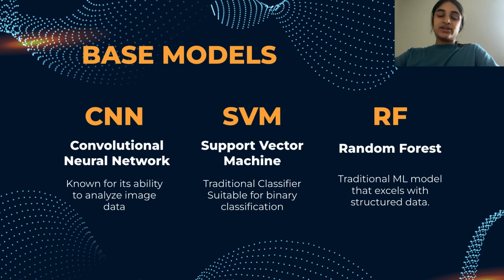vector machines and random forests, and a deep learning-based convolutional neural network. These 3 models were chosen because they each bring different strengths. SVMs are particularly well-suited for binary classification tasks. Random forests are highly interpretable and good at handling structured data, while CNNs, on the other hand, are ideal for learning complex spatial patterns in image data specifically.